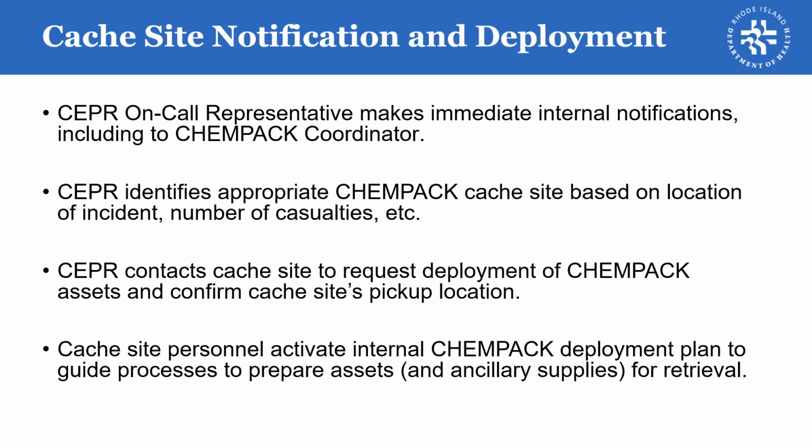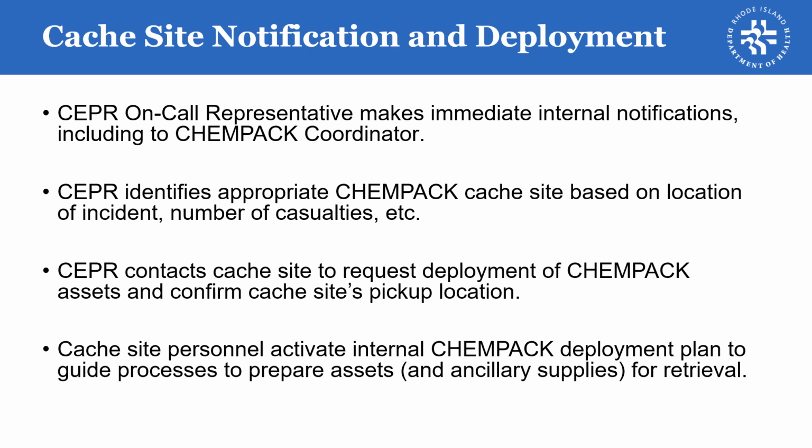Once the Center for Emergency Preparedness and Response, or CEPR, receives a request for CHEMPACK assets, an established process will be followed to make initial internal notifications. A cache site will be selected based on the incident's location, number of casualties, and other considerations. CEPR will notify the cache site of the situation and of the need to deploy CHEMPACK assets. CEPR will also confirm the cache site's pickup location during this initial notification.